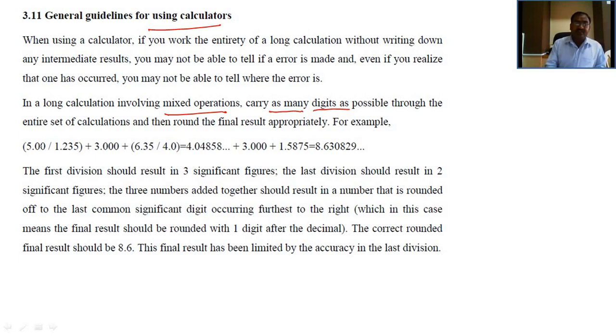For example, 5 divided by 1.235, plus 3, plus 6.35 divided by 4. What are we getting here?